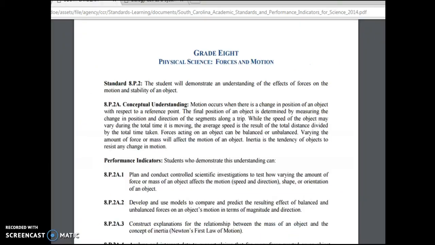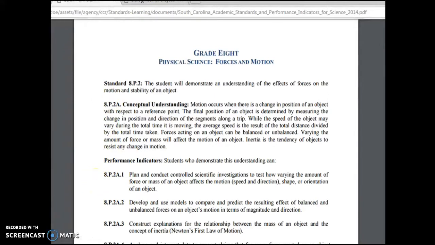This next example comes from the middle school, from the Forces in Motion unit. Again, 8P2, that means it's a physics standard. The P stands for physics. And so the student's going to demonstrate an understanding of the effects of forces on motion and the stability of an object. Pretty straightforward for the entire unit. Our conceptual understanding is fairly lengthy, and there are several performance indicators below connecting that conceptual understanding.